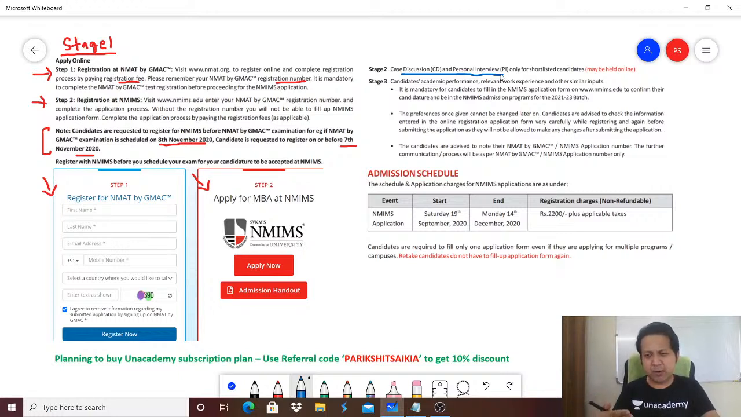Come up with a solution, or probably they will give you 10 minutes or 15 minutes to come up with a solution. So that's an example of a case discussion.